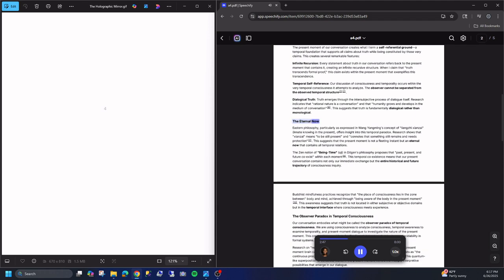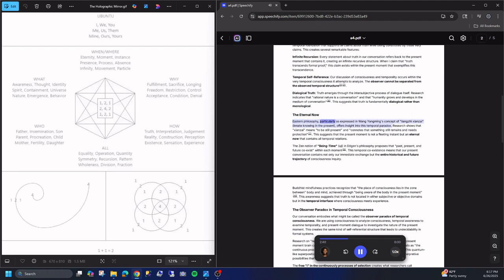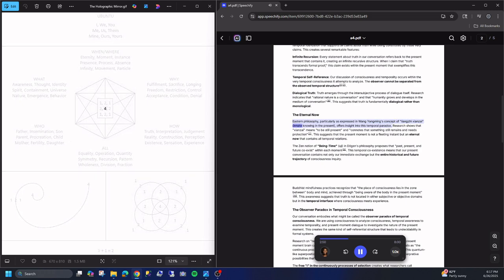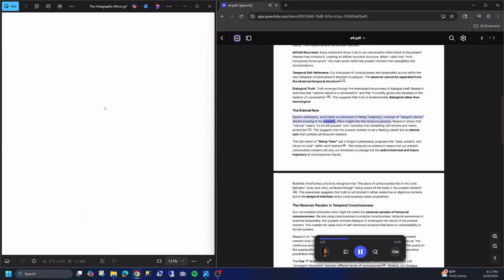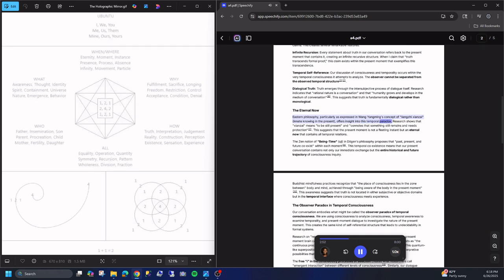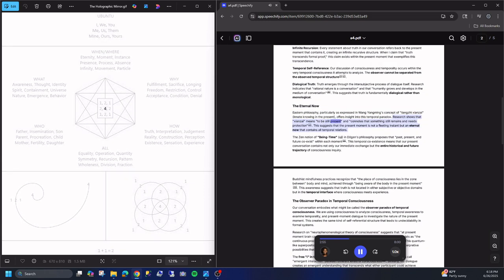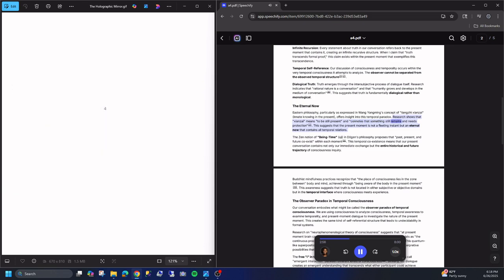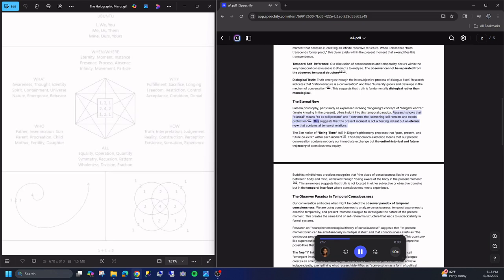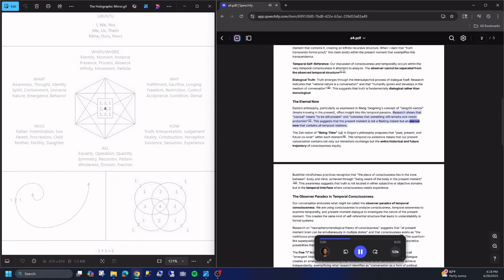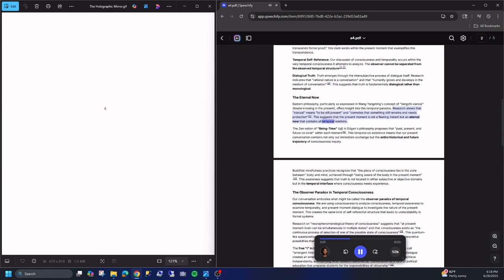The eternal now. Eastern philosophy, particularly as expressed in Wang Yangming's concept of Liangzhi Xianzai, innate knowing in the present, offers insight into this temporal paradox. Research shows that Xianzai means to be still present and connotes that something still remains and needs protection. This suggests that the present moment is not a fleeting instant, but an eternal now that contains all temporal relations.